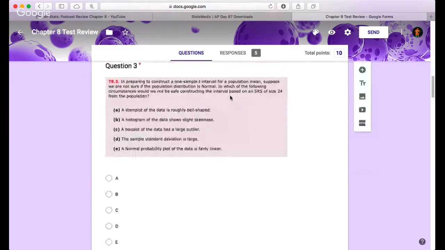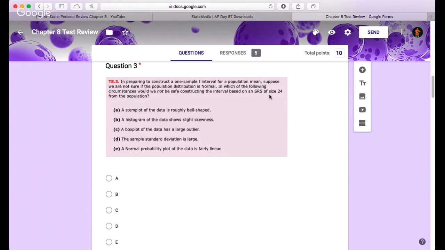Okay. Again, standard error, and remember we were talking about the mean, which is why we used S of X. In preparing to construct a 1 sample T interval for a population mean, suppose you are not sure if the population distribution is normal. In which of the following circumstances would it not be safe to construct the interval based on an SRS of size 24 from the population? All right, this one says a stem plot of the data is roughly bell-shaped. Well, that kind of proves the point, right? Because this will not fail the central limit theorem.